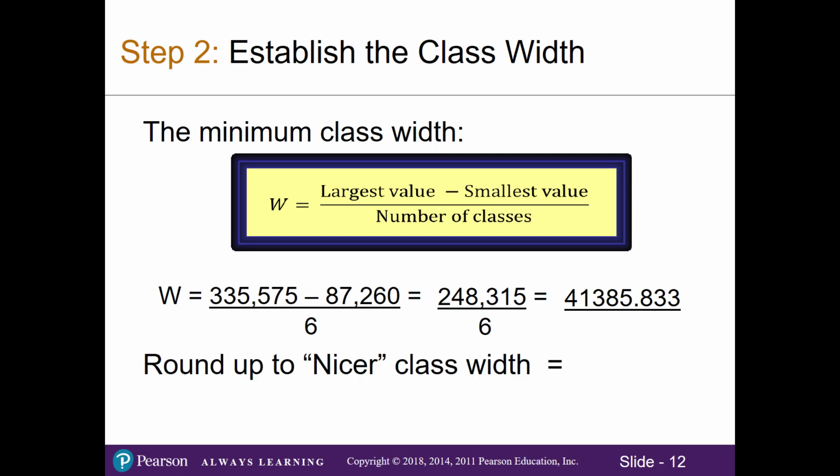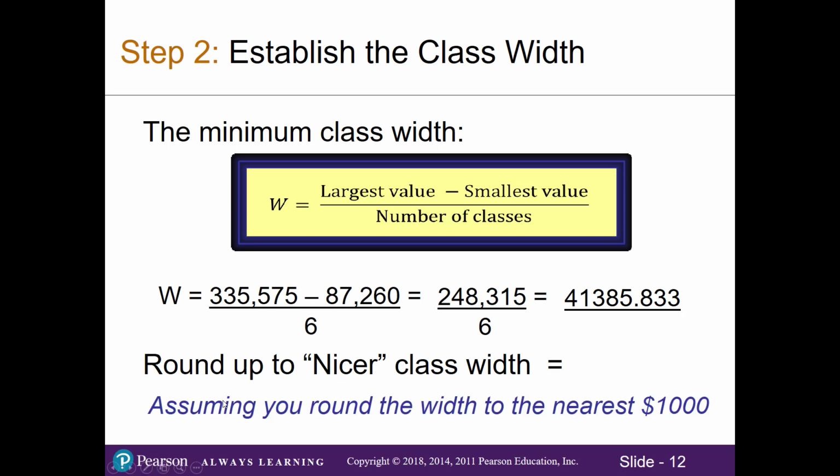So what we want to do is round our width up to a nicer class width. Note that the homework will remind you to do this, but we will round up regardless of the value, because if you round down, then you end up adding an extra class and we'll end up with 7 classes. So that's why we want to round up to the nicer class width. In this case, we're asked to round up to the nearest $1,000. So looking at our value here, rounding up to the nearest 1,000 gives us 42,000 as a nice class width.